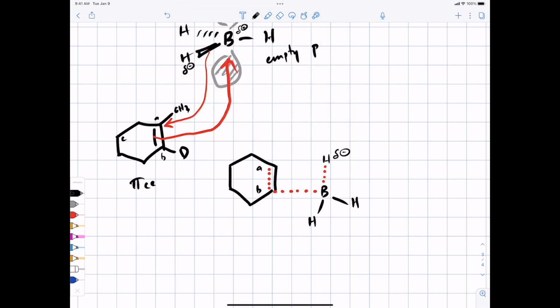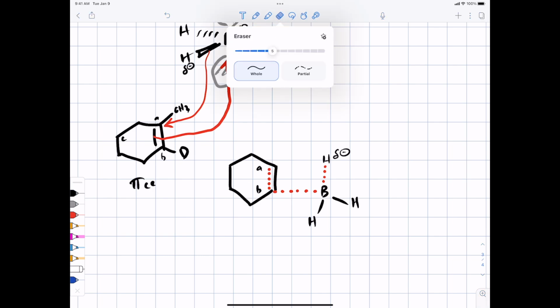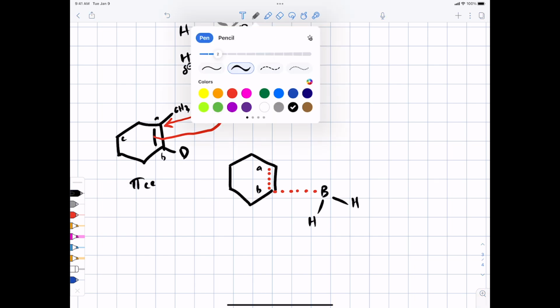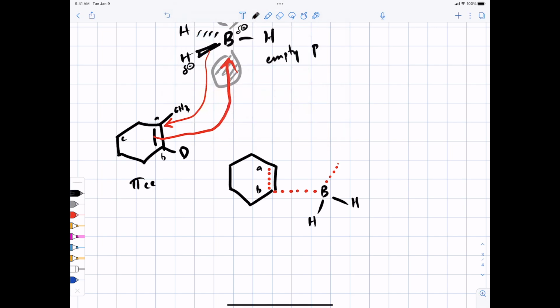The last line we need to draw is the dotted line between the nucleophilic hydrogen and the other atom of the double bond. And then I'm also going to fill in the methyl group and the deuterium. So this is what the transition state looks like. There's a lot of things going on at once. In this transition state, we are forming the new bond between boron and carbon B. That's indicated by this arrow. At the same time, we are forming a new bond between hydrogen and carbon A, taking the two electrons from the boron-hydrogen bond and delivering them with the hydrogen to carbon A.